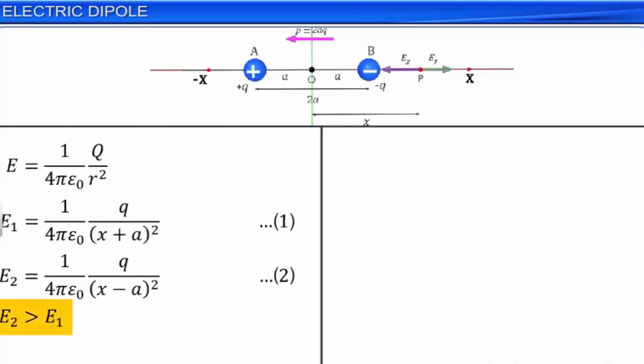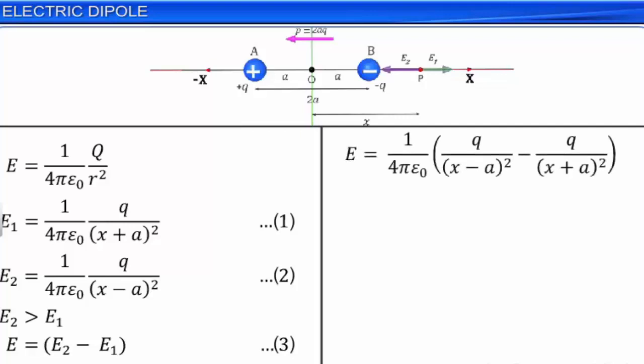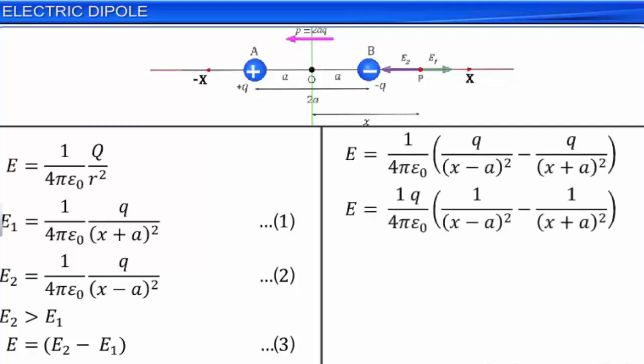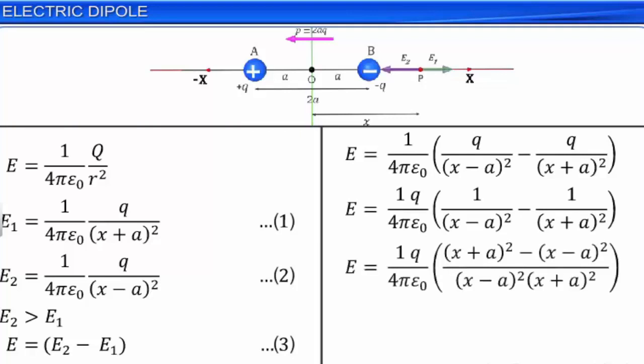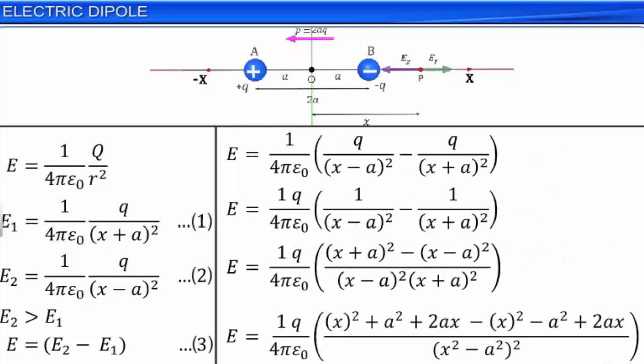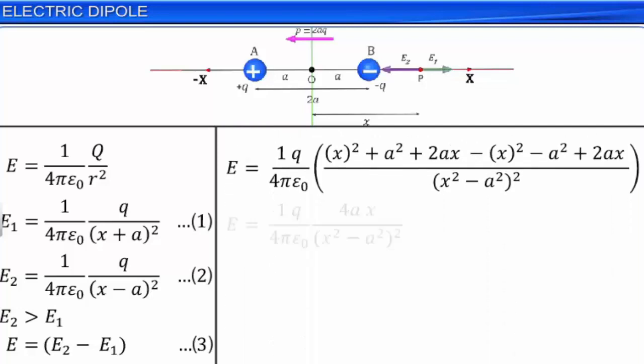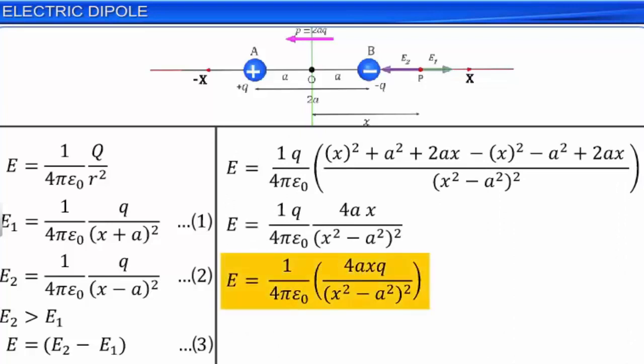Hence, the magnitude of the resultant electric field strength E at the point P is equal to E2 minus E1. Let this be equation 3. The direction of the resultant field strength at the point is in the direction of E2. Substituting the values of E2 and E1 and simplifying, we get the expression for the electric field strength E is equal to 1 by 4 pi epsilon naught into 4aqx by x square minus a square whole square. Let this be equation 4.